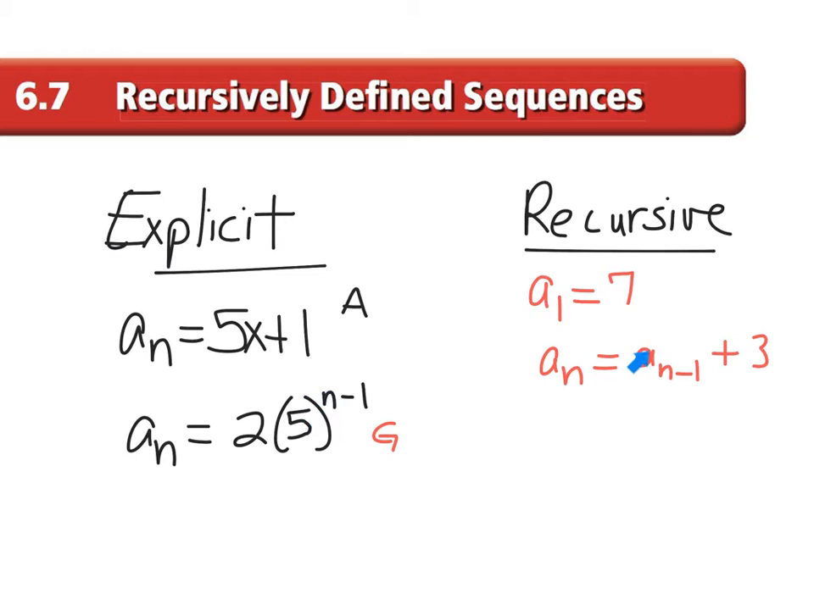And remember, this a sub n minus 1, if I want to find the a sub n term, that means the current term, I take the term before it and add 3. So if I wanted to find the second term, I would take the first term and add 3 to it. To get the 8th term, you would take the 7th term and add 3. But you can't just get the 50th term here. You would have to actually write them all out to get to the 50th term. So this is recursive. These are explicit.